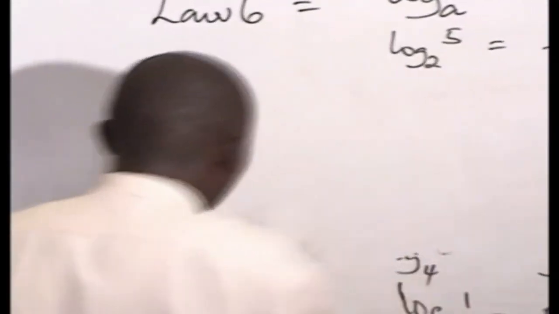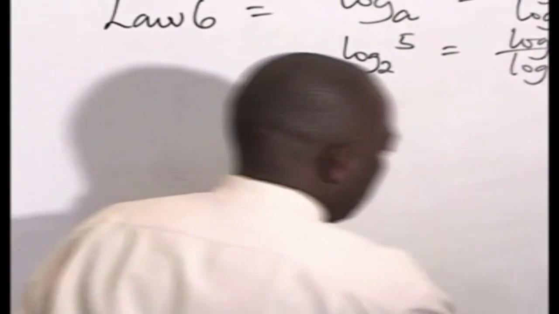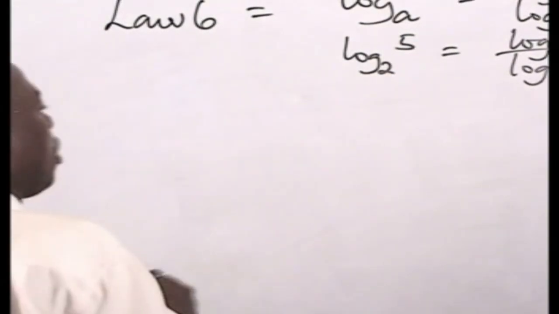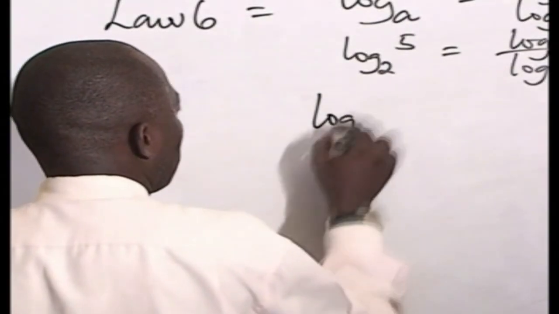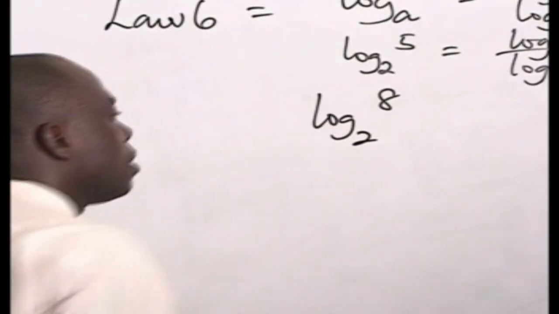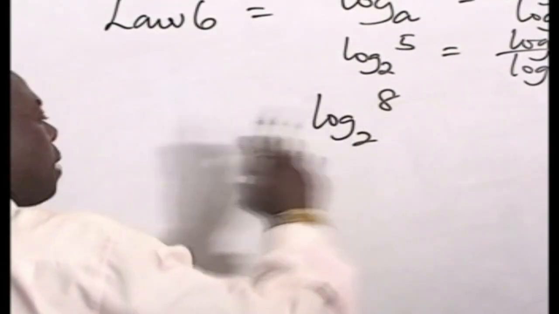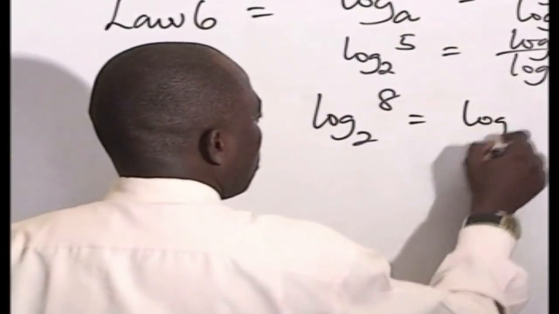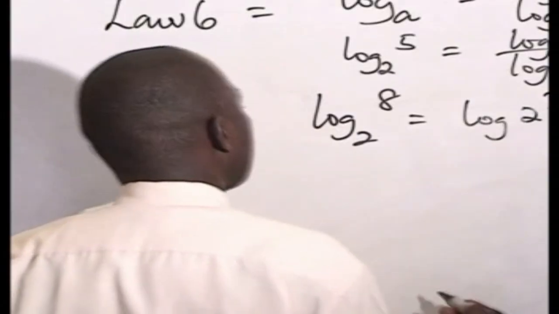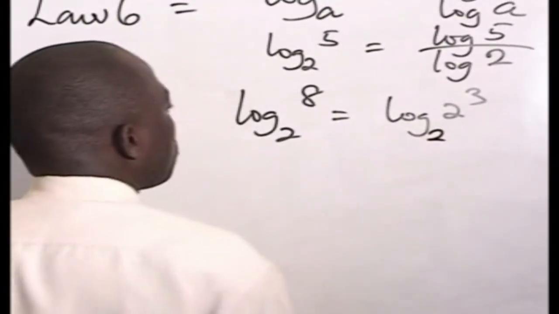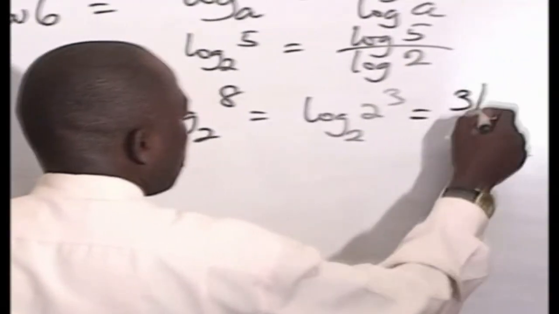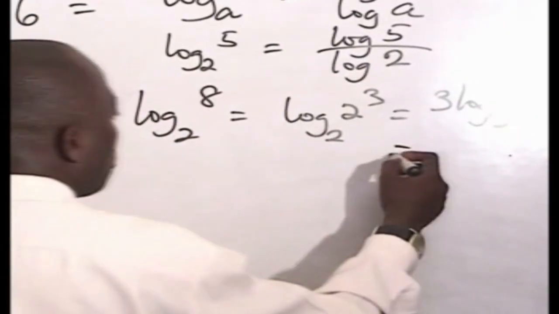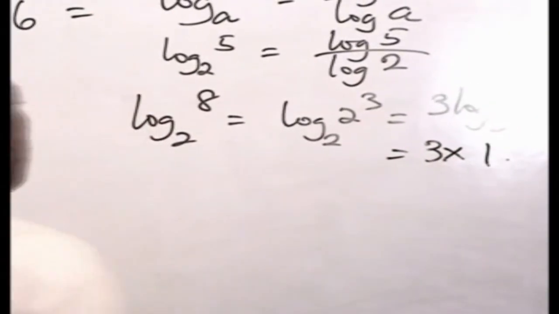There are several ways to address questions that come in indices. Using this sixth law, if I give you a question as log 8 base 2, this particular question can be addressed in two different ways. We could express it as log 2 raised to power 3 base 2. Then this one becomes 3 log 2 base 2, which again becomes 3 times 1.